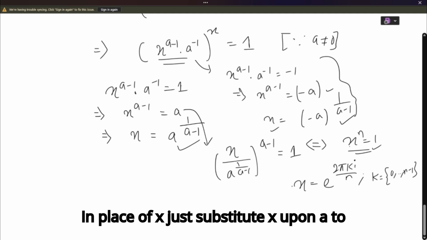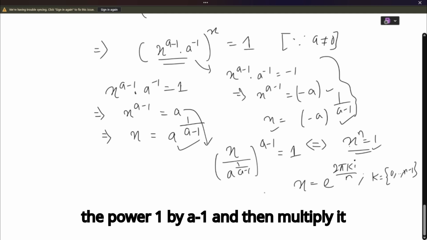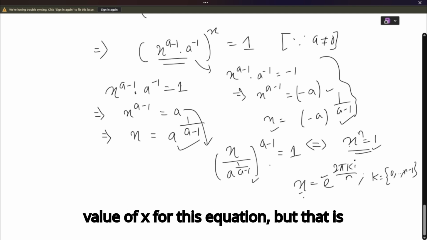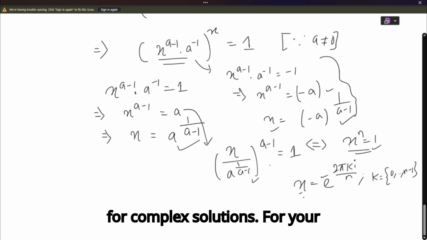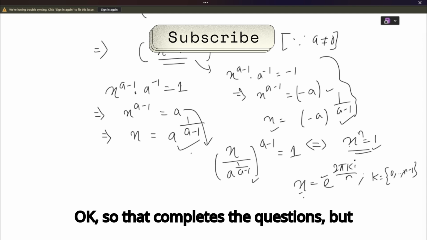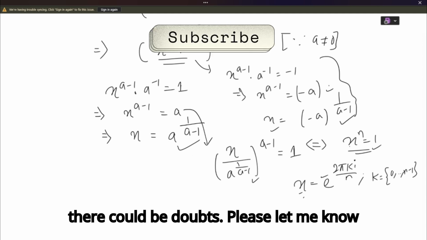In place of x, just substitute x upon a to the power 1 by a minus 1 and then multiply it on this side. You will get the required value of x for this equation. But that is for complex solutions. For real solutions, we only have one solution. Okay, so that completes the question.